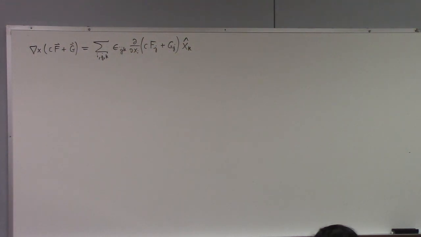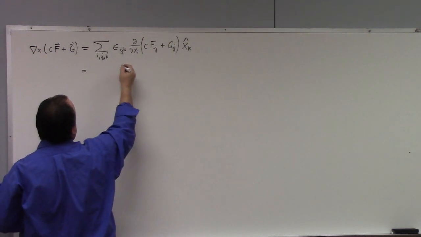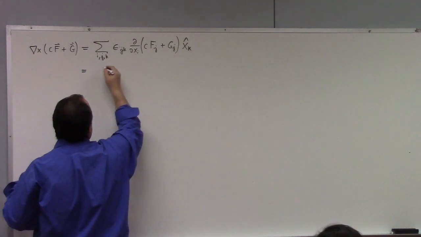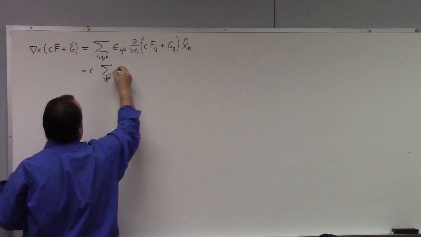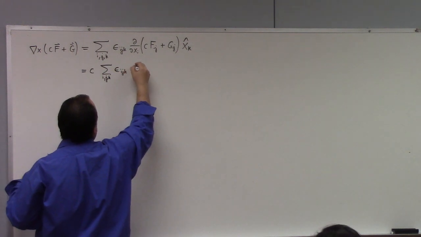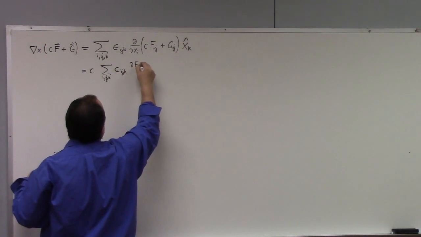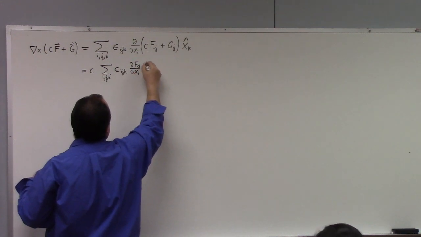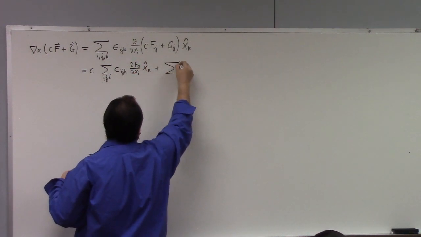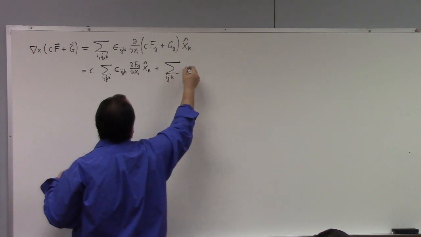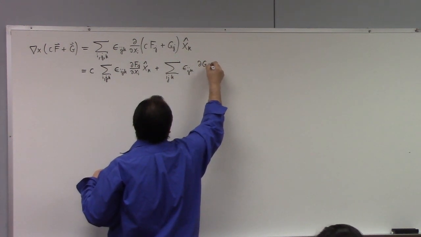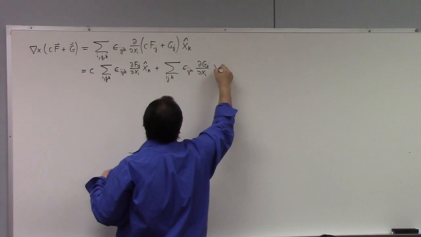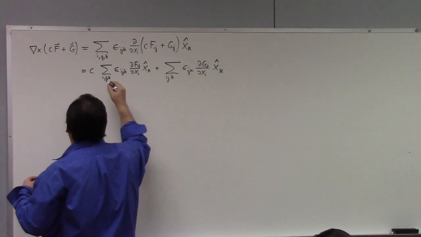So then what do we do? We use the property of the partial derivative, which is what? We can pull the constant out. We can use linearity, so we've got the constant times the sum over ijk of epsilon ijk partial f_j partial x_i x hat k, plus the sum over i, j, and k of epsilon ijk partial g_j partial x_i x hat k. Okay, so what's that?